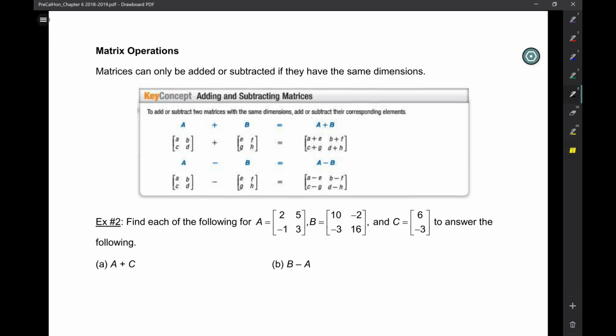All right, matrix operations. Adding and subtracting are very straightforward. One thing you have to watch out for is that matrices can only be added or subtracted if they have the same dimensions. So 3 by 4 with 3 by 4, 5 by 9 with 5 by 9. Otherwise, you cannot add them, and you'll see why that's the case.